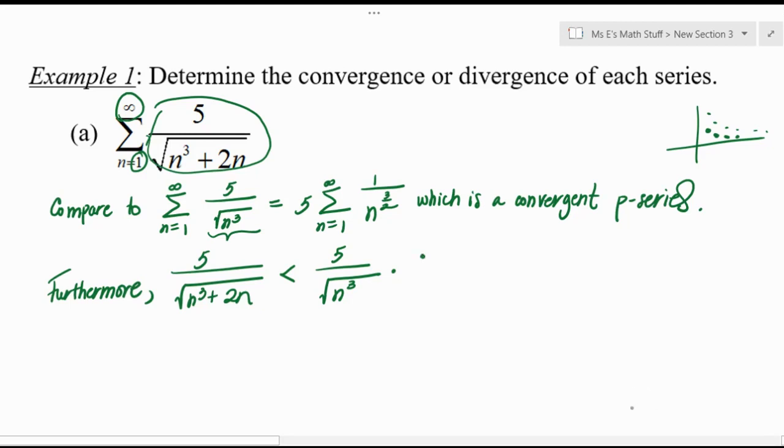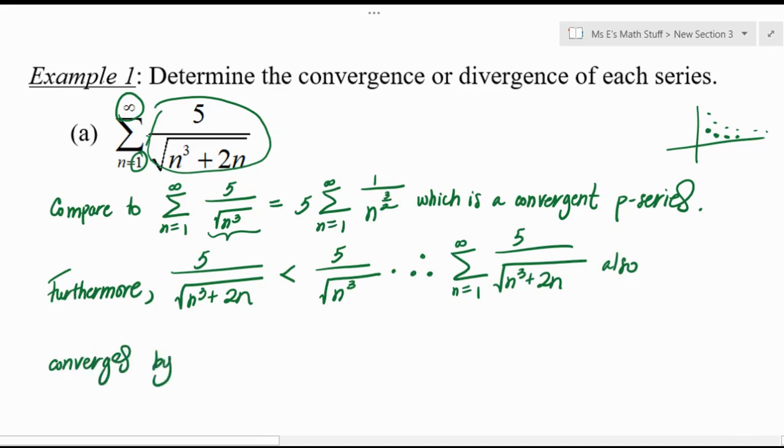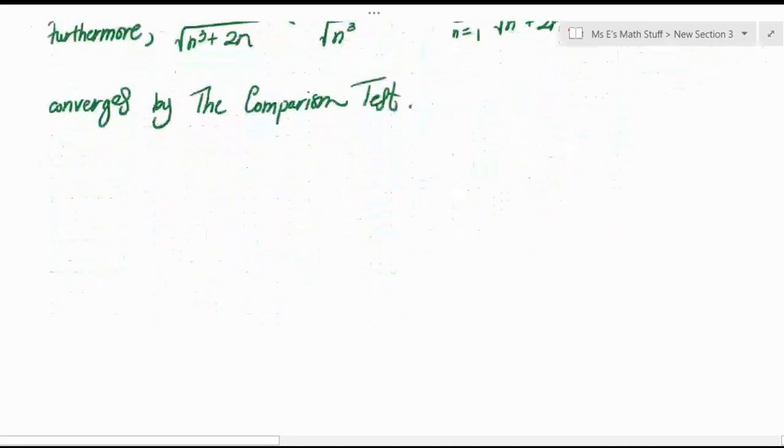So therefore, the sum as n goes from 1 to infinity of 5 over the square root of n cubed plus 2n also converges by the comparison test. There we go. All right, my friends, hopefully that makes sense.